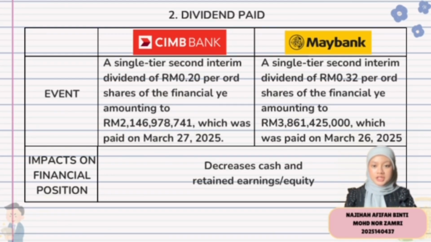The impact on financial position: dividend payment directly reduces two critical accounts on the balance sheet, or the bank's financial position. The most obvious impact is the outflow of money. This decreases the bank's most liquid asset.